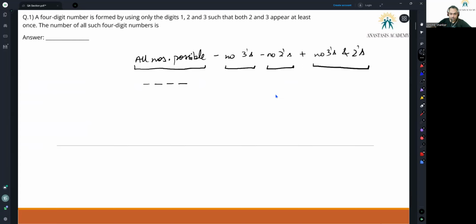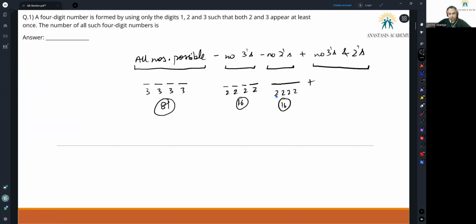Every blank can be filled up in 3 ways. So 3, 3, 3, 3. Total ways here is 81. If 3 as a digit is not used, every blank can be filled up in 2 ways. So 2, 2, 2, 2. This will be 16. This will also be 2, 2, 2, 2. This will also get filled up in 16 ways.